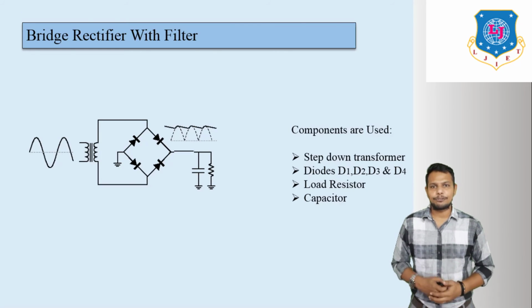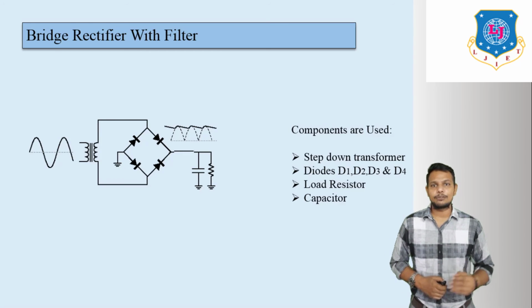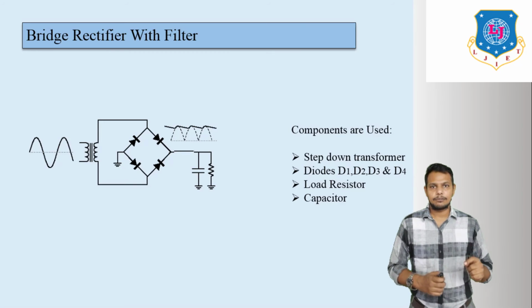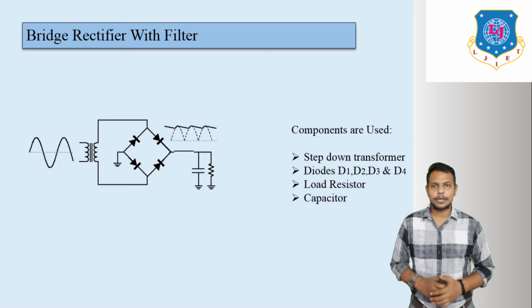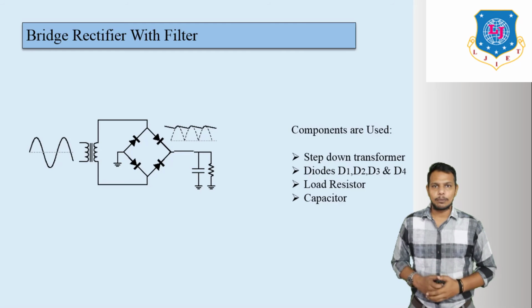There are different types of filters available. Here we can see the bridge rectifier with filter, and there is one change: across RL, the load resistor, we have to connect one capacitor. With this capacitor, we will get the filtration process at our output side. If we enter the input at the step down transformer, current flows through diodes D1 and D2, and we will get output as we discussed earlier.